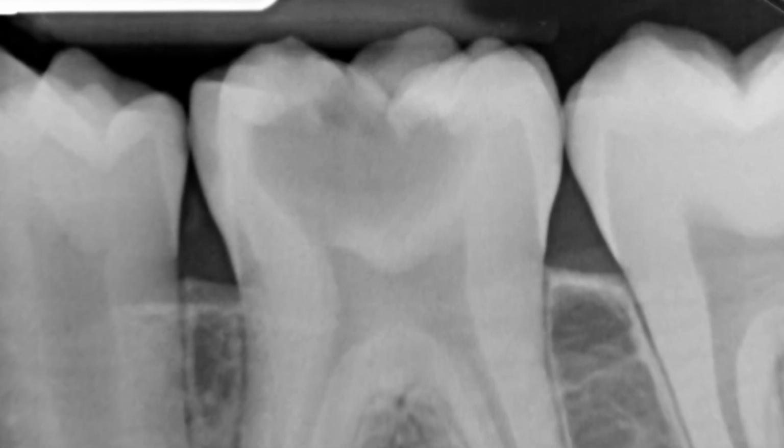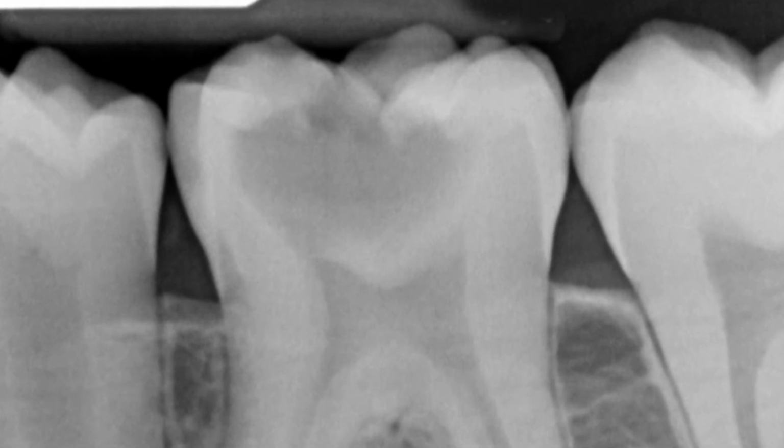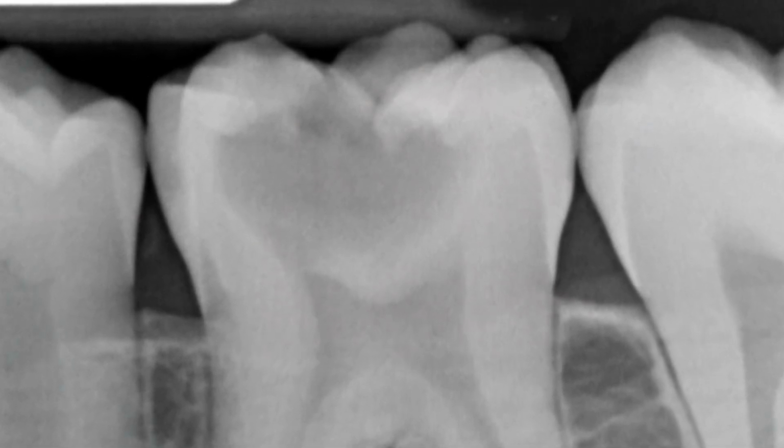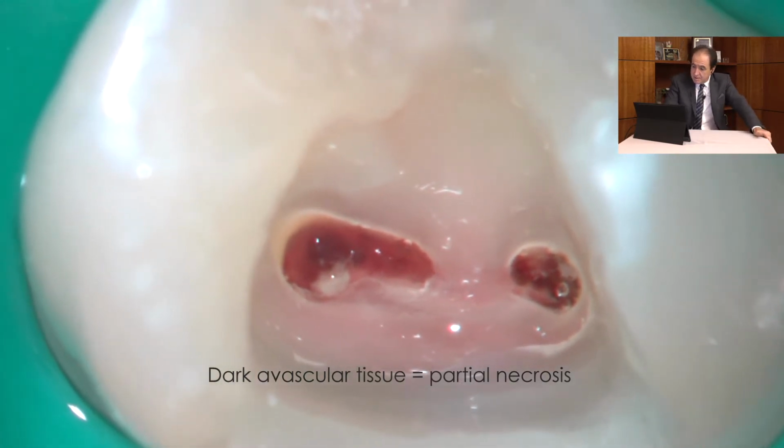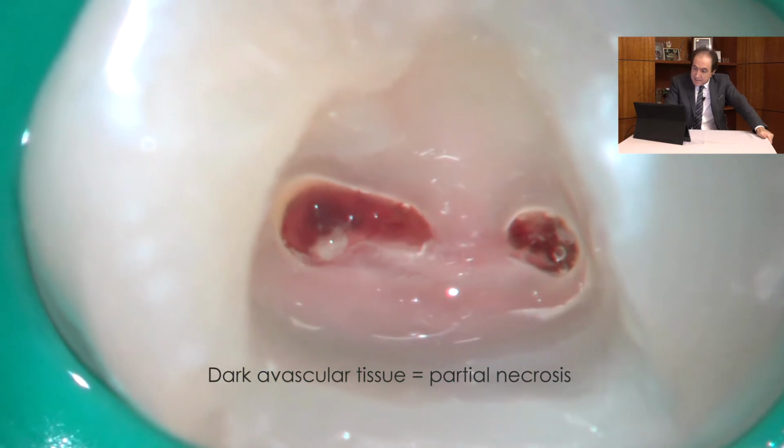Because when you have an exposure and you can see pus or you can see dark avascular tissue in the pulp, then you know that you have a partial necrosis, and then your diagnosis is very precise. But this concept, I understand that it is very, very difficult to be accepted by clinicians. In cases with deep caries, when the diagnosis is irreversible pulpitis, in the past, everybody, including me, every clinician, we were performing root canal treatment, pulpectomy.